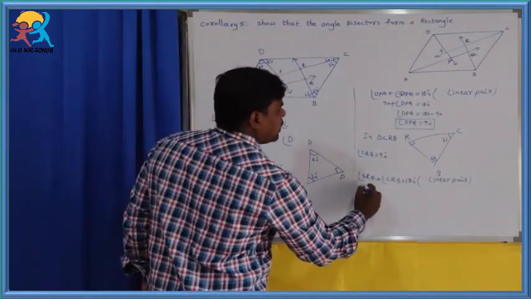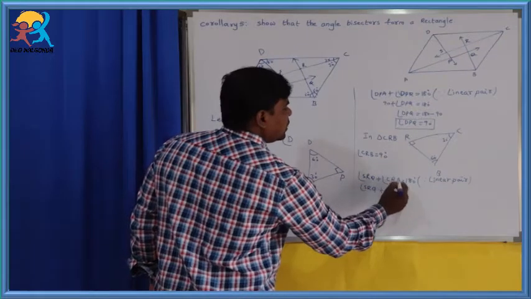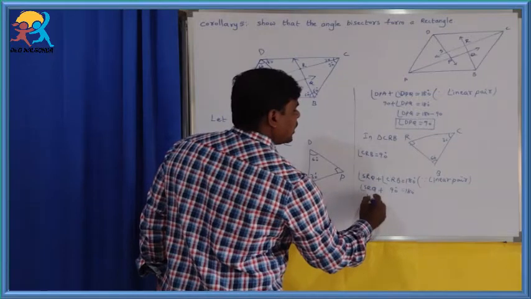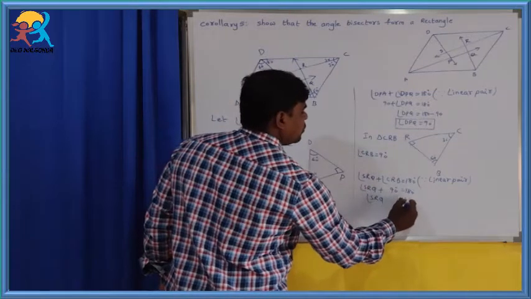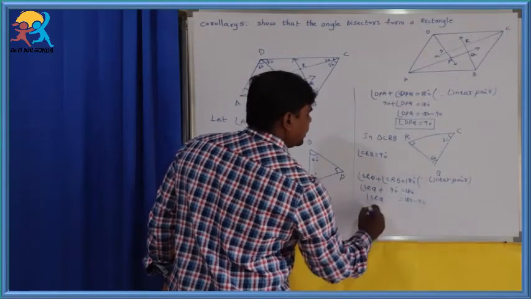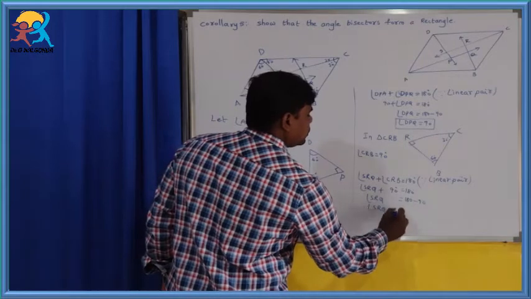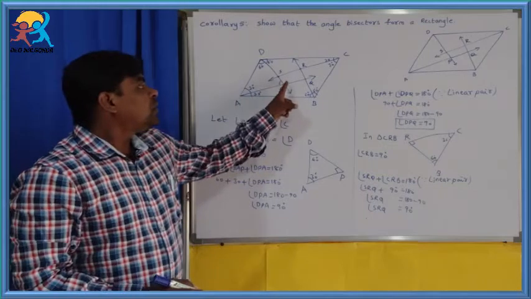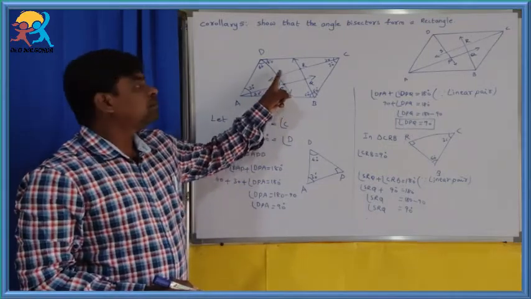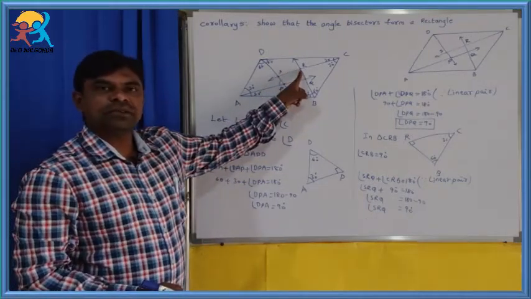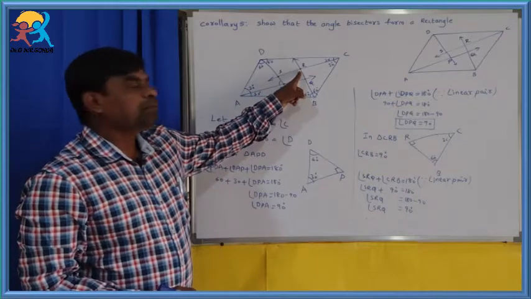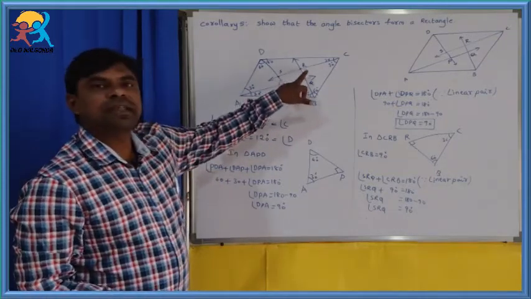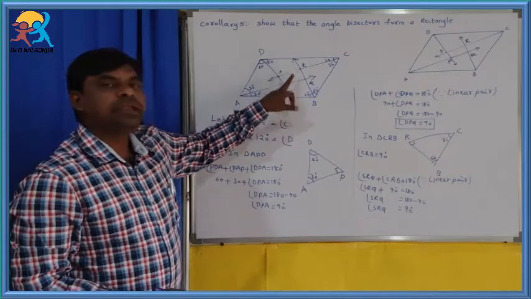So, angle SRQ plus angle CRB, which is 90 degrees, is equal to 180. So, angle SRQ is equal to 180 minus 90, angle SRQ is equal to 90 degrees. Now, we got this angle is 90 degrees and this angle is also 90 degrees. If in a quadrilateral opposite angles are equal, then it is a parallelogram.